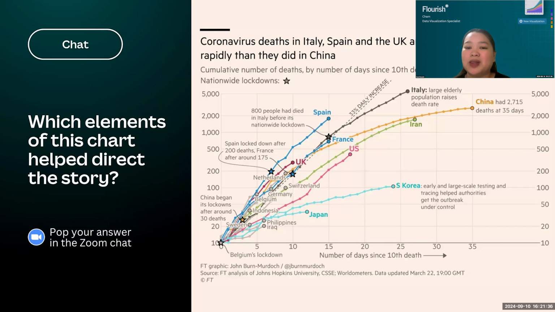Annotations, yes, we have a lot for this particular example. Colors, yes, the countries that we have in here are represented by different colors. And what else? Annotation stars, yes, we have it in here. Nationwide lockdowns, a very important thing to note, the lockdowns when they did occur, because this is a chart about the coronavirus. Axis titles, yes, thank you so much, very good answers.